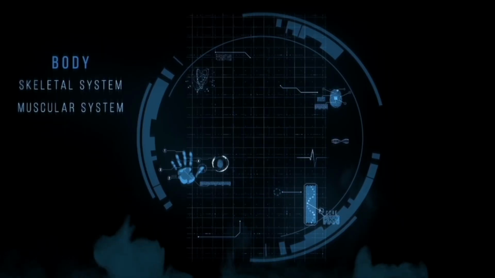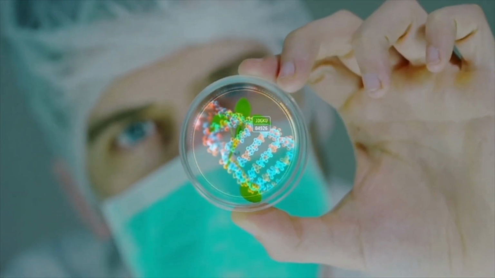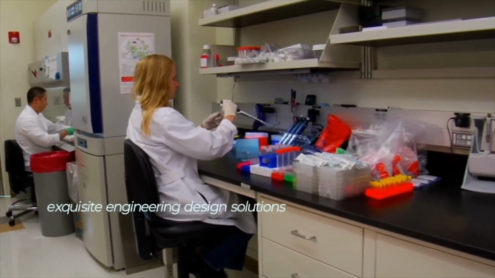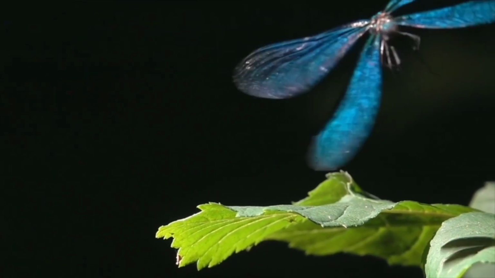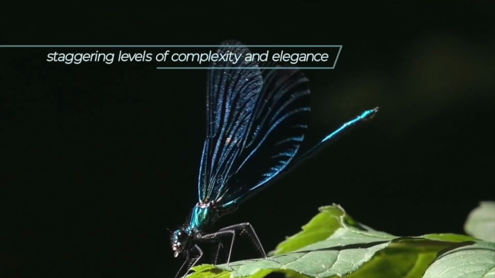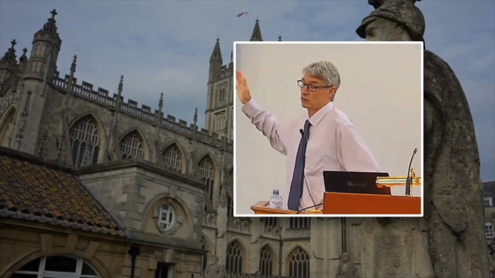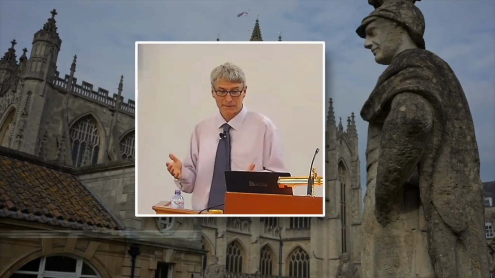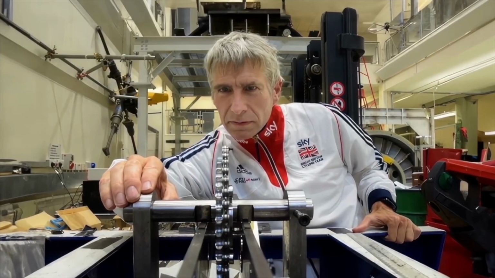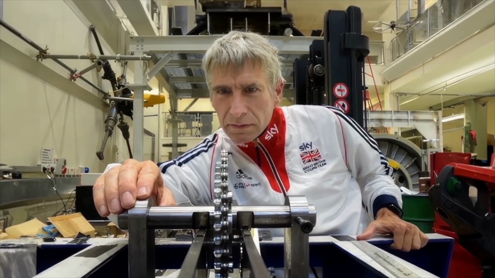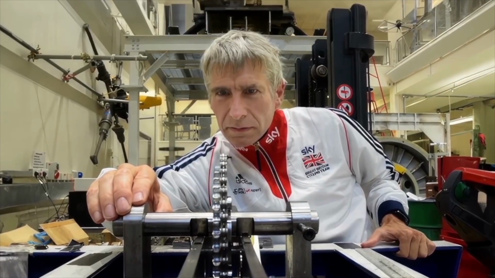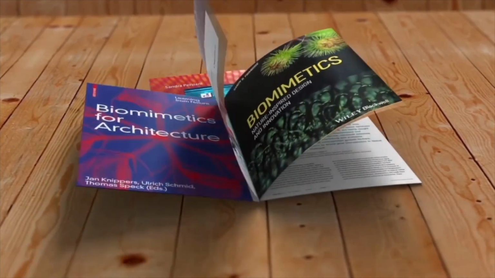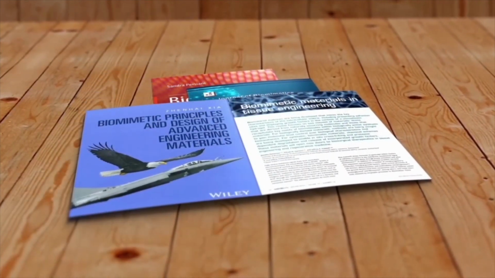As researchers probe deeper into nature's complex biological systems, observations are being cataloged that showcase a plethora of exquisite engineering design solutions. These design solutions routinely display staggering levels of complexity and elegance. One academic who is questioning Darwin's evolutionary paradigm is Dr. Stuart Burgess, a researcher in bioengineering. Dr. Burgess has run scientific laboratories at world-leading universities including Cambridge University and Bristol University in the UK. He has also been an editor of scientific research journals in bioengineering including the Journal of Biomimetics.